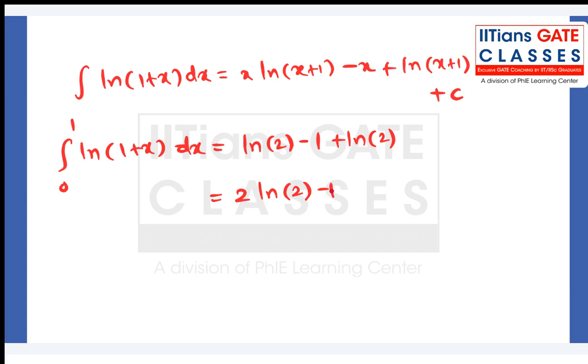Okay, so therefore again you need to remember ln 2 is 0.693. If you multiply it by 2, it will be 1.386, then minus 1, so 0.386. Okay, and you need to round it off to 2 decimal places, so 0.39 is the answer. Okay, so this is the correct answer.